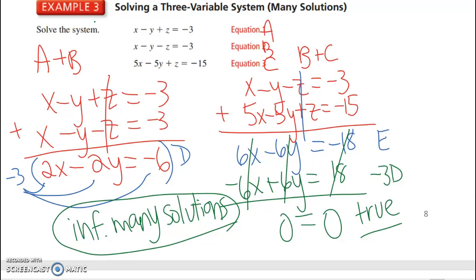So in example 2, it was a false statement, so it was no solution. And in example 3, it's a true statement, so we say infinitely many solutions. Bring your journal and packet to class, and we'll try the monitoring progress, and we'll do some more examples tomorrow.